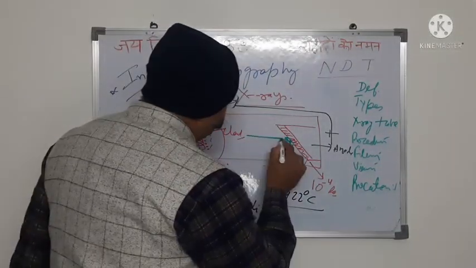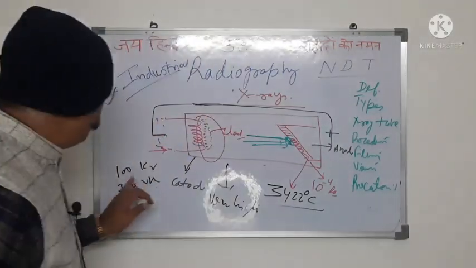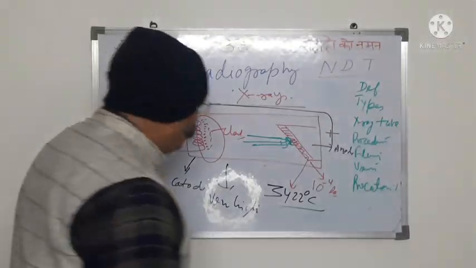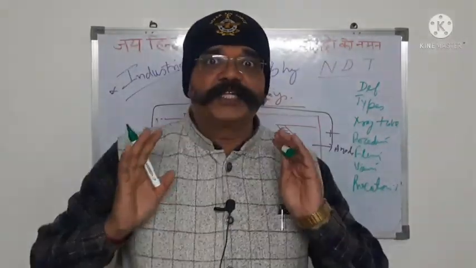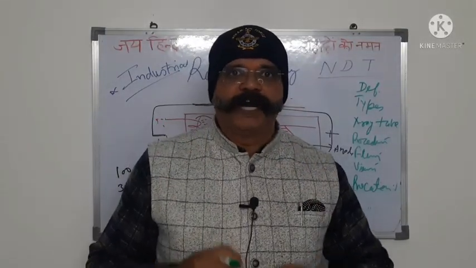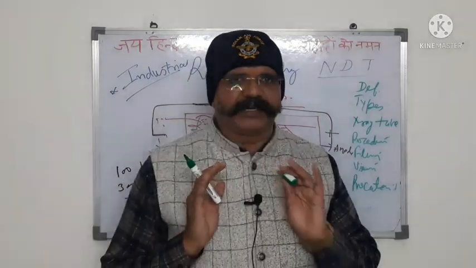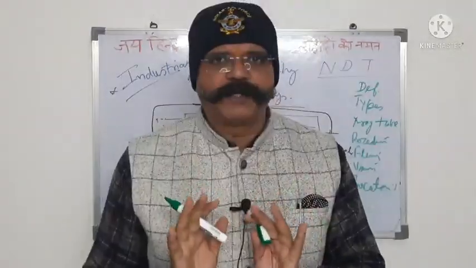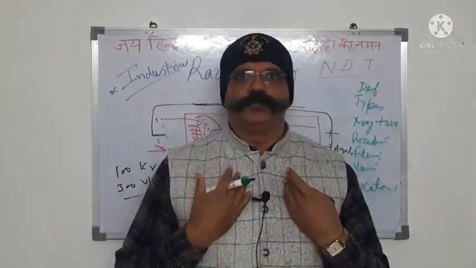and they will be striking here. Due to this high potential difference, they will be suddenly accelerated, and at this target they will be suddenly stopped. What will happen? Due to the sudden stoppage, if a man is coming with high speed and suddenly you stop him, what will happen? He will hit you. That energy will be transferred to you.